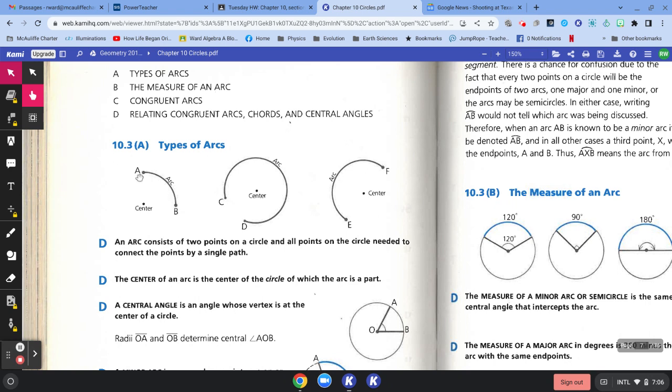So you can have an arc. It consists of 2 points in the circle, and all the points that are on the circle that connect those 2 points. And all those points are going to be the same distance from the center, just as all the other points on the circle will be the same distance from the center. This here is called a minor arc. It's less than 180 degrees. This one is a major arc, and it's more than 180 degrees. And this one appears to be a semicircle or a semi-arc.